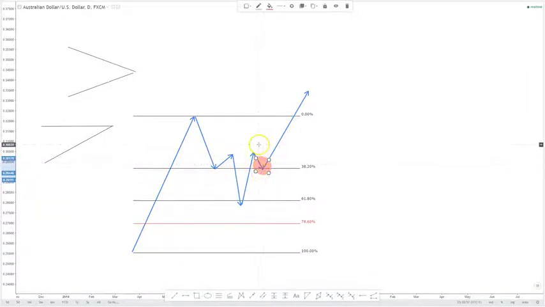Look for an entry off a pullback. After it takes off from whatever Fibonacci number it rejects off of, let it take off a little bit, and then let it pull back, and then form some type of pattern here, and then take it long again. This is for an uptrend. For a downtrend, it would be the same thing, just upside down: head and shoulders, double tops. So let me actually go over double bottoms.